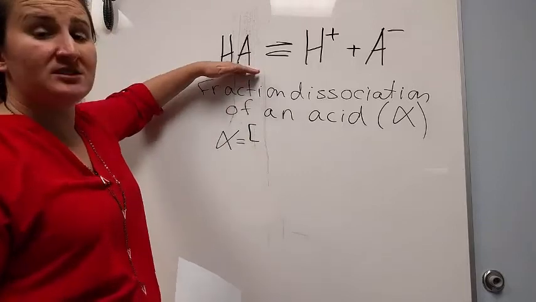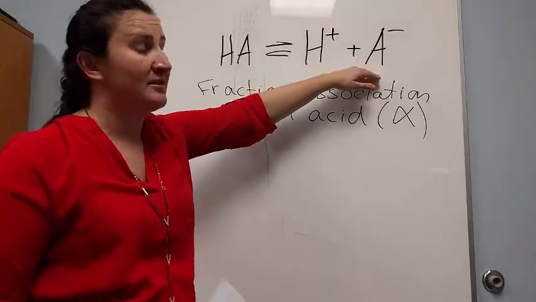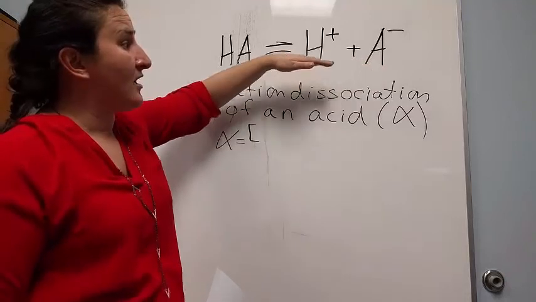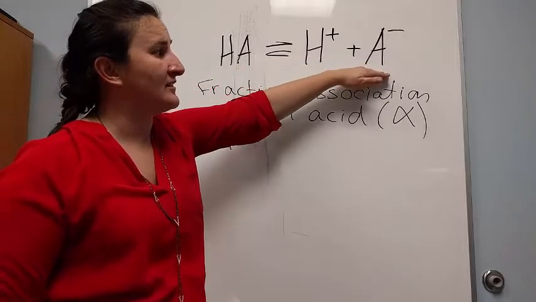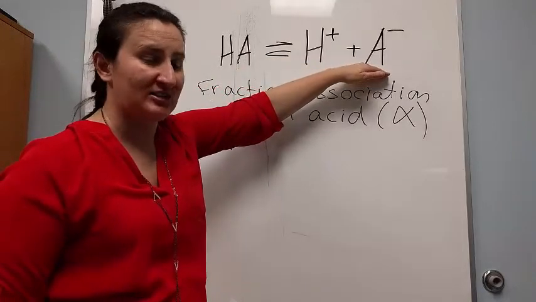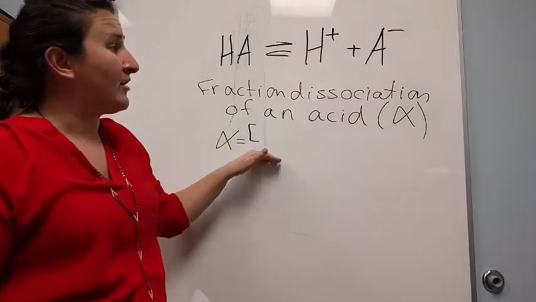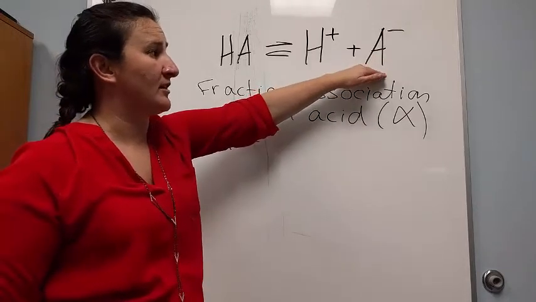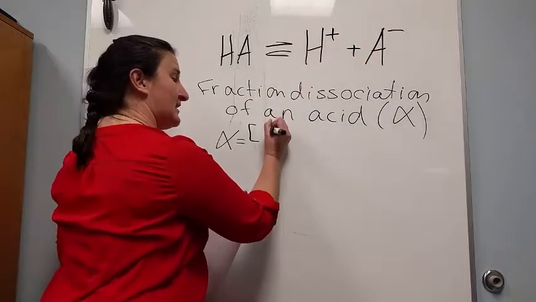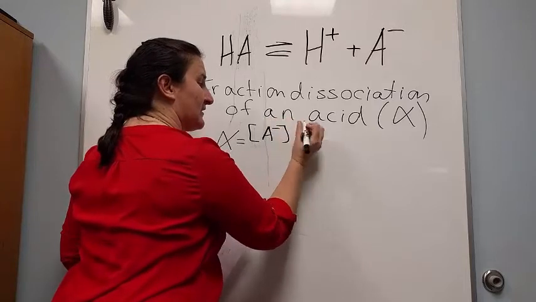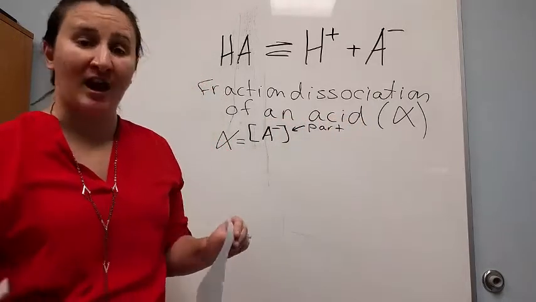So your dissociation of HA can be discussed as either hydrogen ions or acetate ions. But since we're working in water, you're going to have hydrogen ions produced also by water. So we're going to discuss and think about fraction dissociation as the production of my conjugate base. Okay? So my part that I'm interested in is what part is my alpha over my whole, my total. So in this case, my A minus is going to be my part. Okay? So if I think about this in terms of fractional.